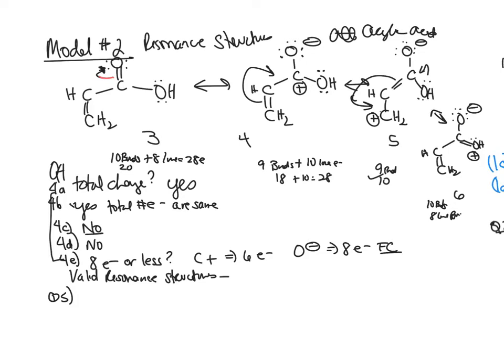The movement of pi electrons to a non-bonding orbital on oxygen. Okay, movement of pi electrons from the carbon to a non-bonding orbital on the oxygen. Okay, that's 5A. 5B, what does the curved arrow on structure 4 imply?